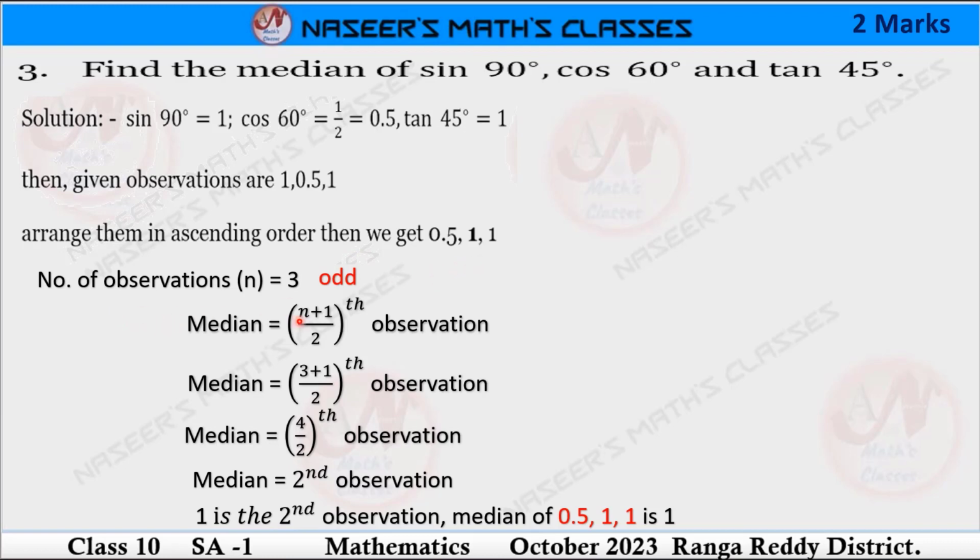Here the number of observations n is equal to 3. 3 is an odd number. Then we write the median as the (n plus 1) by 2 th observation. Now we substitute n is equal to 3, then we can write it as median is equal to (3 plus 1) by 2 th observation. 3 plus 1 we can write as 4. So median is equal to 4 by 2 th observation. Then median is equal to the second observation. So here the second observation is 1. So the median of the data 0.5, 1, 1 is 1.